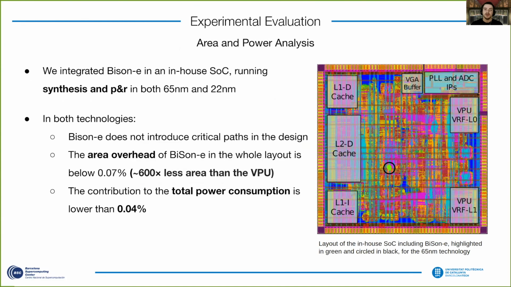Finally, concerning the area and power analysis, we integrated BiSone in an in-house SoC running synthesis and place and route in both 65 nanometers and 22 nanometers. And in both technologies, BiSone doesn't introduce critical paths in the design. And the area overhead of BiSone in the whole layout is below 0.07%. That means it is more or less 600 times less area consuming than the VPU. You can see on the right the area that BiSone consumes in green and circled in black. Finally, the contribution to the total power consumption in both technologies is lower than 0.04%.